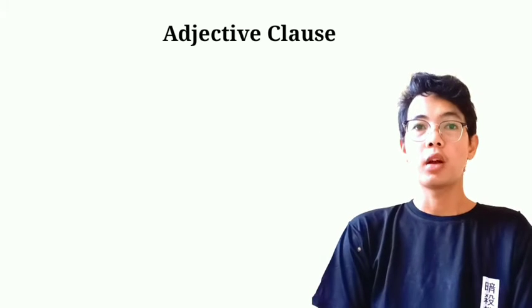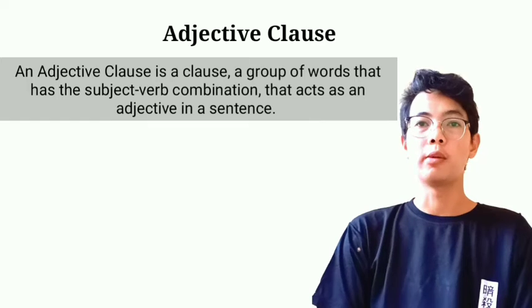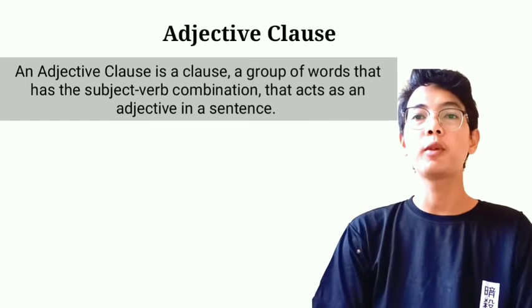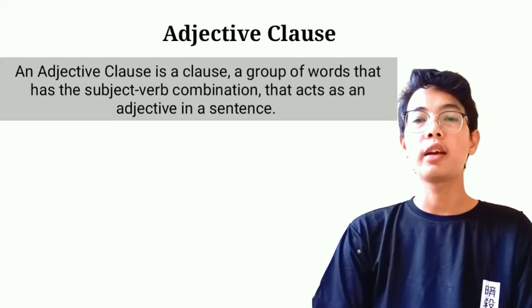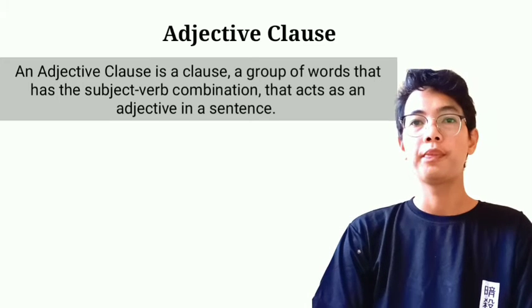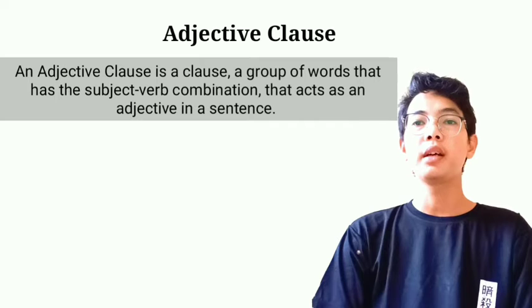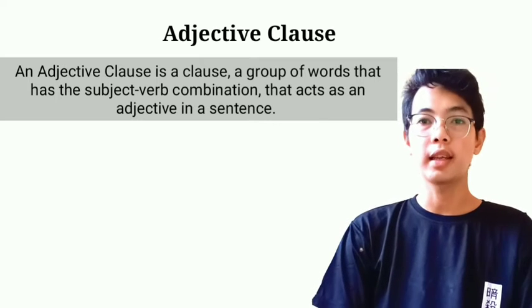What is an adjective clause? An adjective clause is a group of words that has a subject-verb combination, both a subject and a verb, that acts as an adjective. In a sentence, it's simply a clause that works as an adjective.